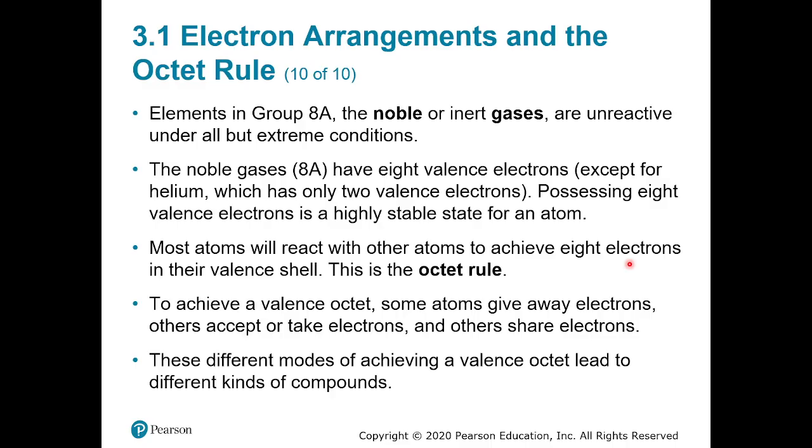Now, possessing that noble-like configuration is a highly stable configuration for an atom to possess. So when it has a noble-like configuration for its electrons, it tends to be very non-reactive. That's actually one of the reasons the noble gases are so non-reactive. They're already in noble-like configuration. So to achieve a valence octet, some atoms will give away electrons. Others are going to take or accept electrons. Others are going to share electrons if they can't pull them away from the other. The different modes of achieving a valence octet are going to lead to different kinds of compounds.